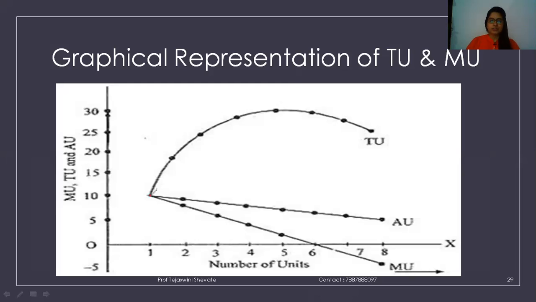First it was 10. When I consumed the second commodity, the marginal utility was 8. Then when I consumed the third unit, it was 6. Then it came down to 4, then 2, then 0. Then it fell to minus 2 and then minus 4. So now if I join these points of the marginal utility, I get the marginal utility curve.